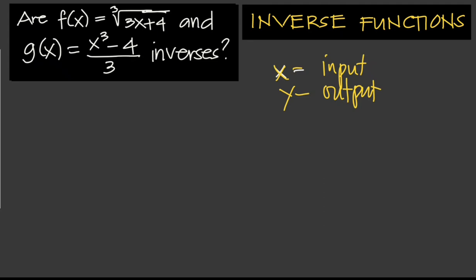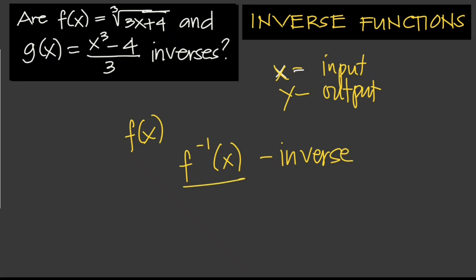If a function is named f of x, then the inverse of that is f inverse of x. This is the inverse function, read as f inverse of x. The negative 1 here is not an exponent, but merely a symbol to let us know that this function is the inverse of f. It may be difficult to determine just by looking at the functions if they are inverses.